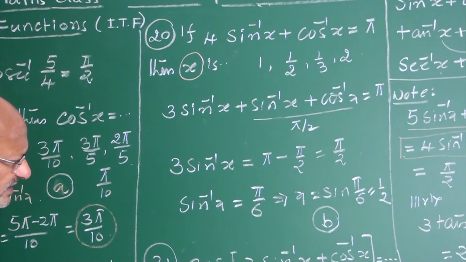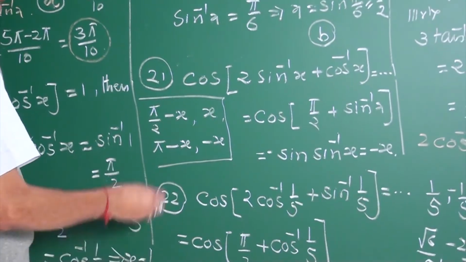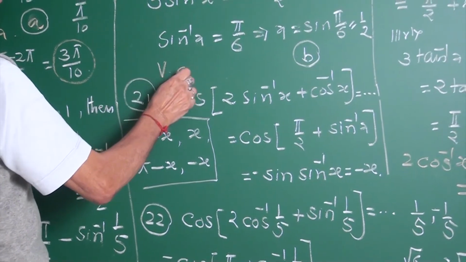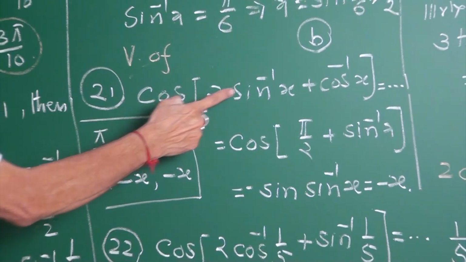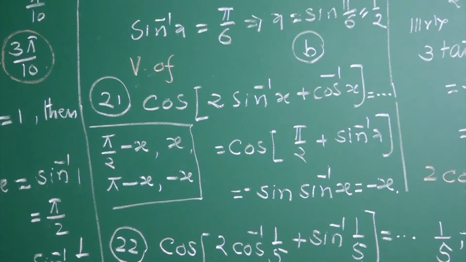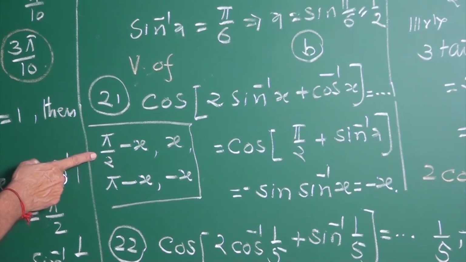Now it is also a similar example. The value of cos 2 sin inverse x plus cos inverse x equal to dash. These are the options.